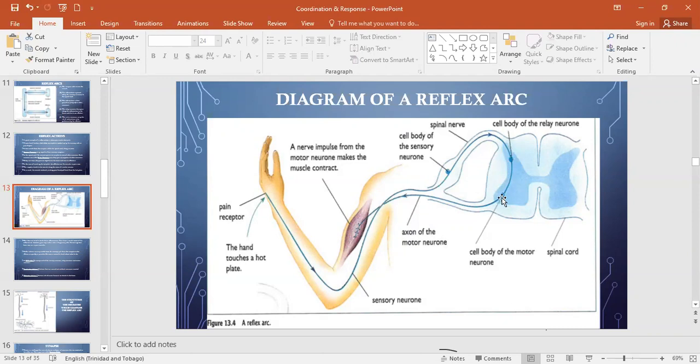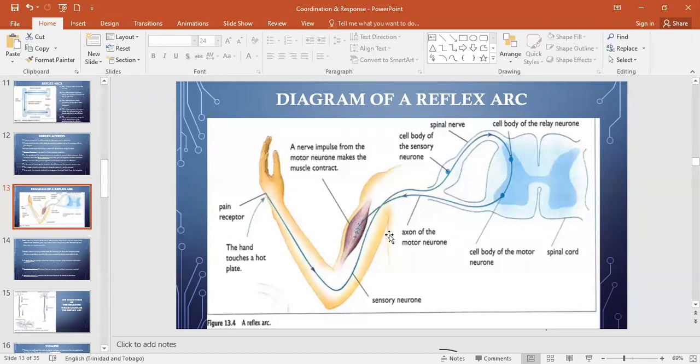It sends out a response then to your motor neuron, so that your motor neuron will know how to act and what to tell your effectors to do. So then this set of instructions now passes along your motor neuron until it goes to your effectors, which would be your muscles in this case. So it will make the muscle contract, pulling away your hand from the hot plate or hot pot or hot oil or whatever it might be.